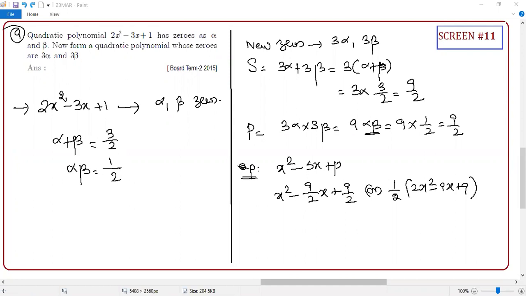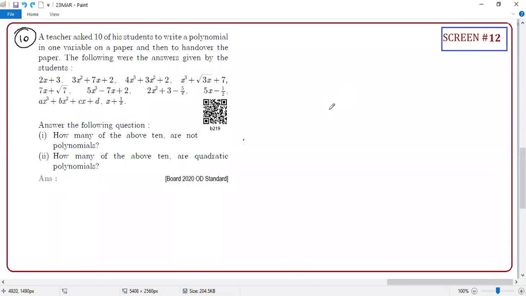One minute. How many of you know the definition of the polynomial?